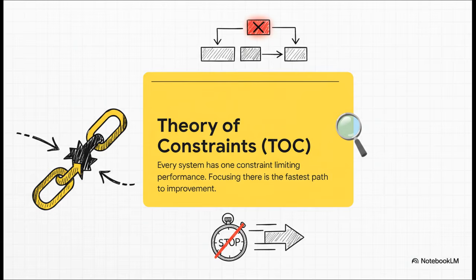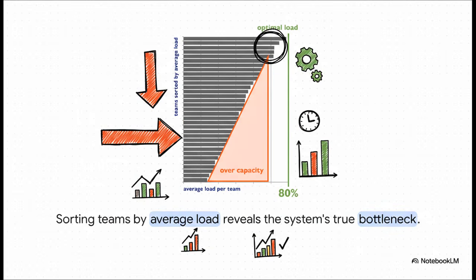all our attention there. And you know what's cool? Finding this constraint is often way easier than you think. You just have to look at the data. If you plot the average workload across all your different teams, the bottleneck just jumps right out at you. See that big bar at the top? The one with that huge pile of work stacked way over its capacity? Bam! That's your system's constraint. That's the thing you need to focus on.